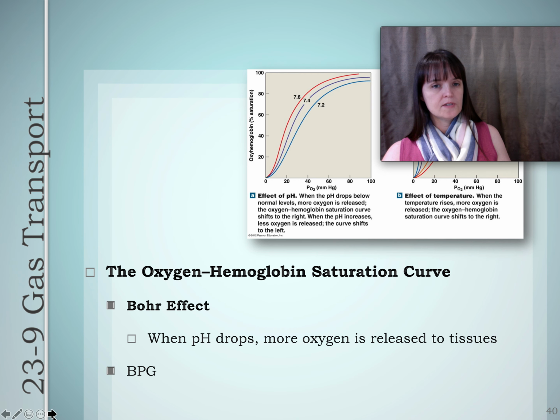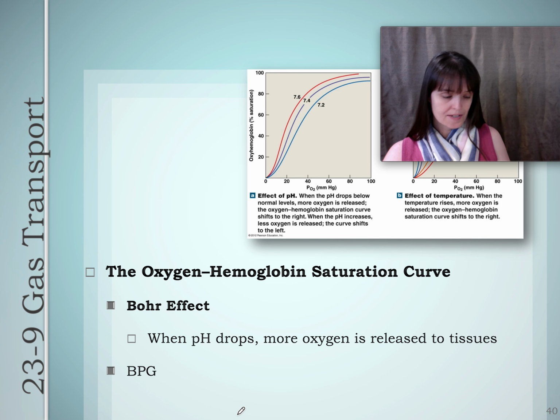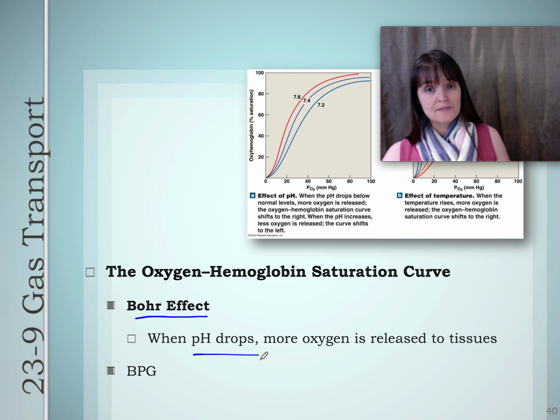If there is too much carbon dioxide, the pH is lowered. Lower pH means more acidic, and that causes hemoglobin to drop off more oxygen. So that's handy. This is called the Bohr effect. So when the pH drops, as in active tissues, more oxygen is released to the tissues.